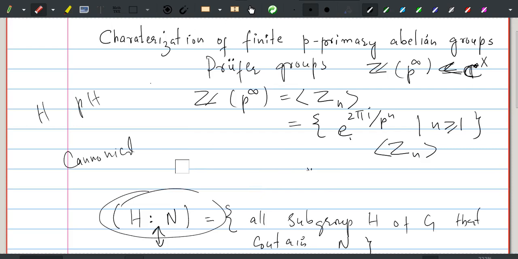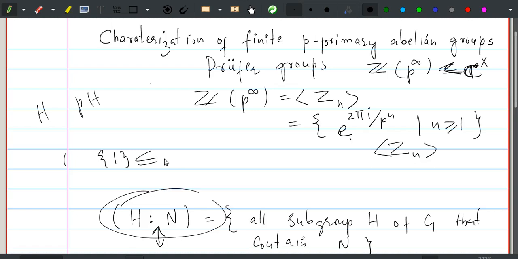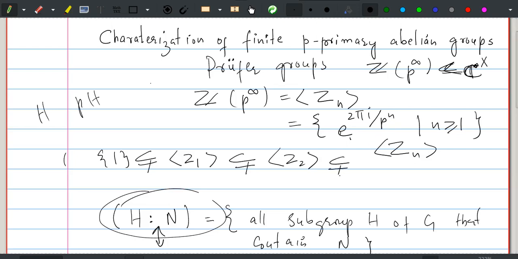So first we have the trivial group, when this thing is 0 here, so this is 1. This is contained in Z_p, I mean when n is equal to 1, so this is proper containment. This is contained in Z_{p^2}, I mean when we have p square here, and similarly this chain goes on, and finally we have this infinite cyclic group Z_{p^∞}.